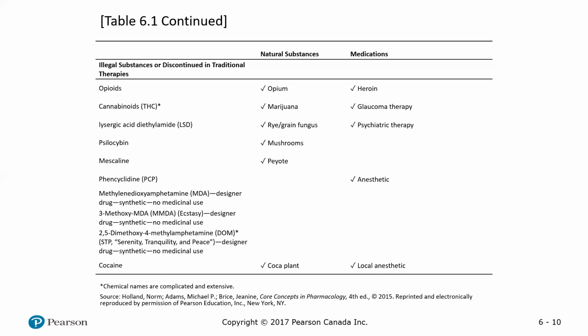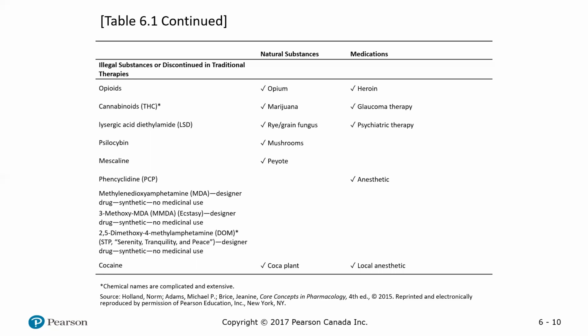Lysergic acid diethylamide, LSD, is obtained from rye or the grain fungus, which is a prescribed medication for psychiatric therapy. Next is psilocybin, which is obtained from mushrooms. Mescaline is obtained from the peyote. Phencyclidine, PCP, is an anesthetic drug.